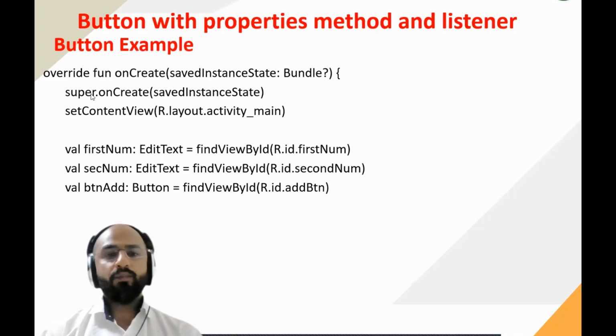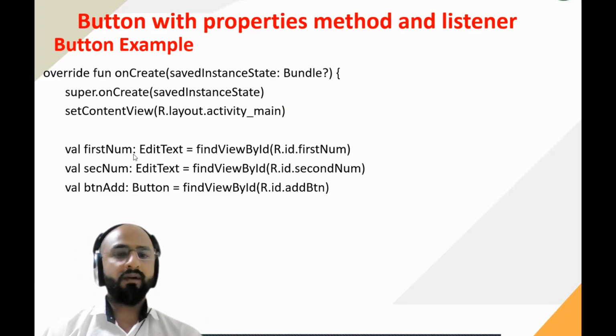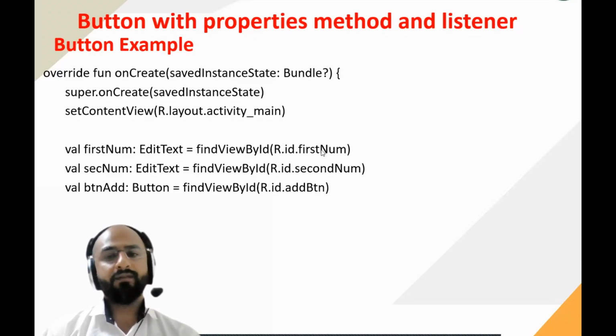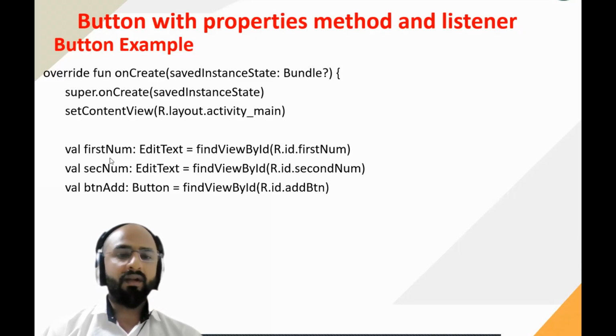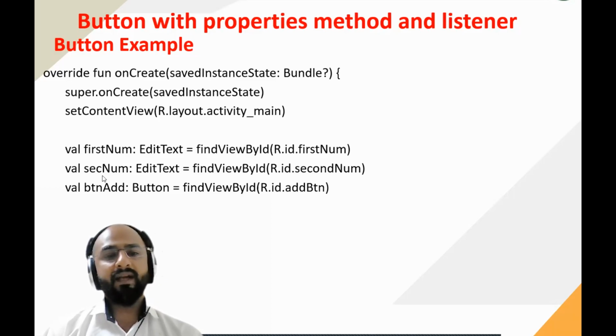Override function onCreate, super.onCreate, setContentView. Val firstNumber: EditText = findViewById(R.id.firstNumber). This is the variable we have taken. Another variable I have taken, secondaryNumber: EditText = findViewById(R.id.secondaryNumber). Means the type of secondaryNumber will be EditText.